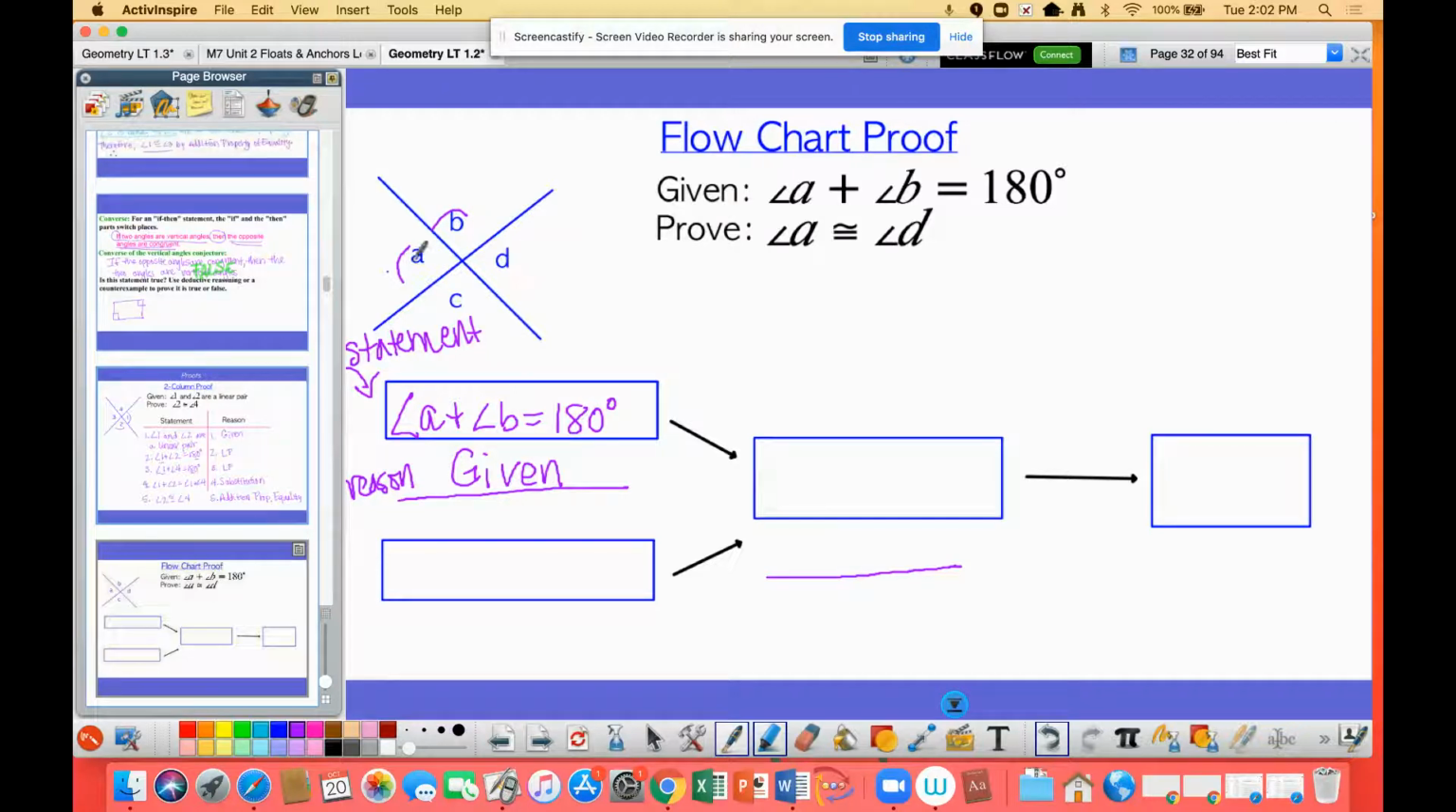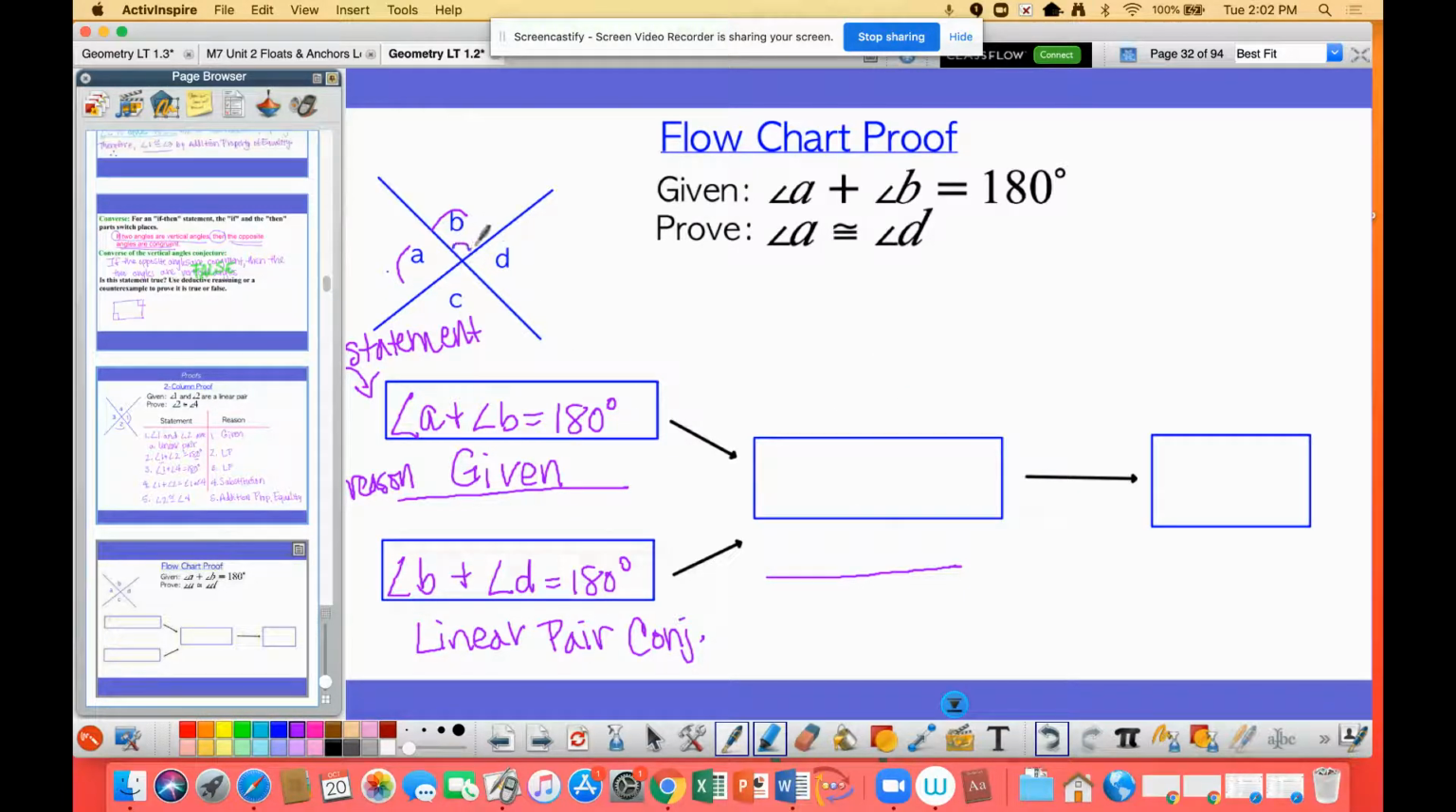Remember, we're looking for A and D this way. So now we want to do B and D, because then we've got A and D covered. So if we do angle B plus angle D is equal to 180 degrees, our reason that we know that is because it is a linear pair, or you could say linear pair conjecture. So that's what that tells us, that it equals 180 degrees.